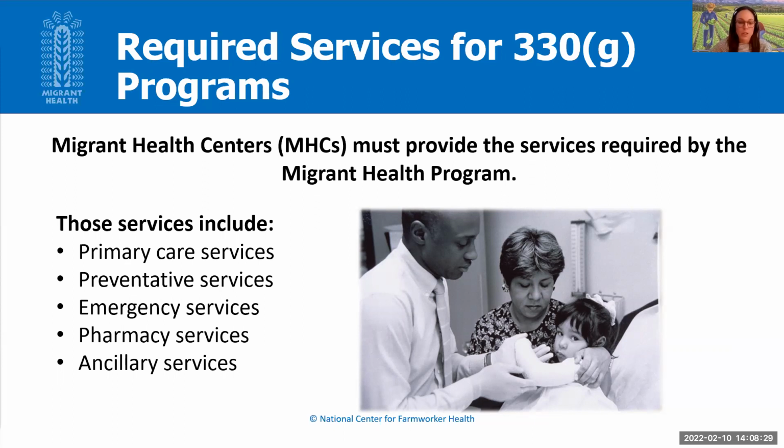As a rule, the larger the budget, the more comprehensive the services the health center can offer. But at a minimum, these are the wide range of diagnostic and support services that the federal government requires: primary care, preventative, emergency, pharmacy, and ancillary services.